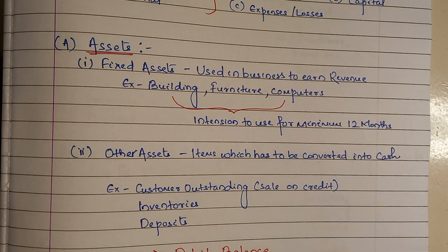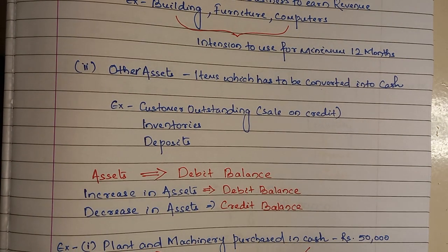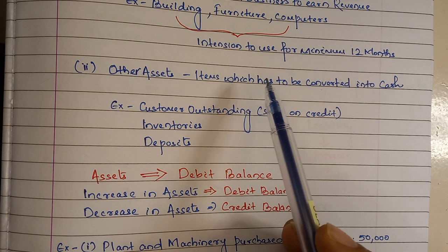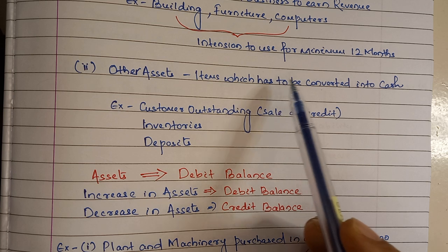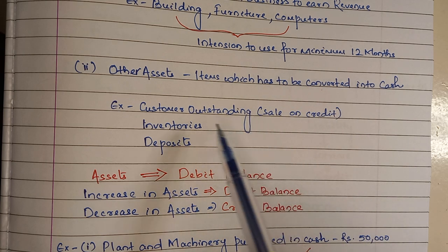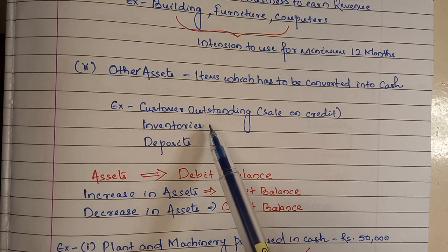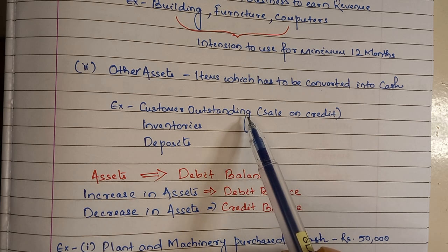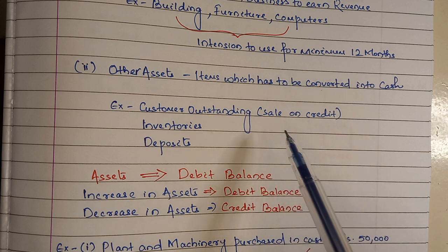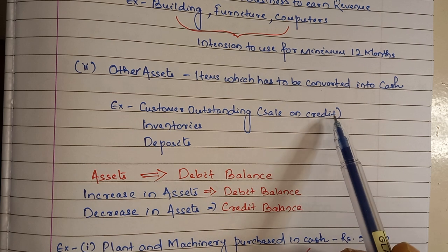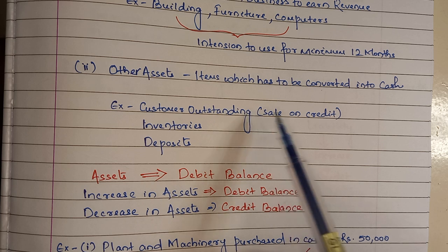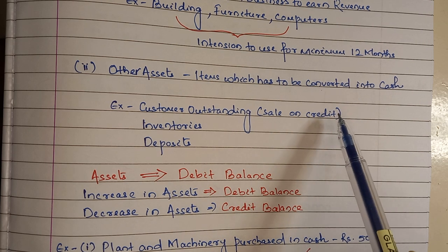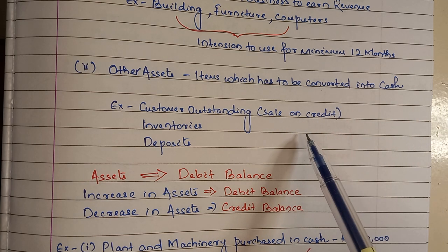Now coming to the other category of assets, these are current assets, or assets which are kept on hold with the business to convert into cash. For example, customer outstanding. That means the company has sold something to the customer and the customer has not paid, that is, sales on credit. In that case, the sales proceeds to be received from the customer are shown as customer outstanding. But what is the intention of the company? To convert that into cash. The company expects that the customer pays on time.